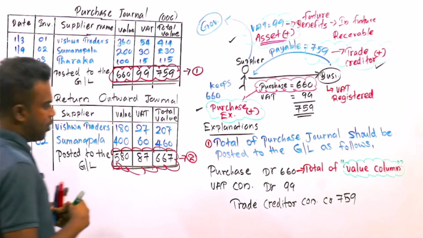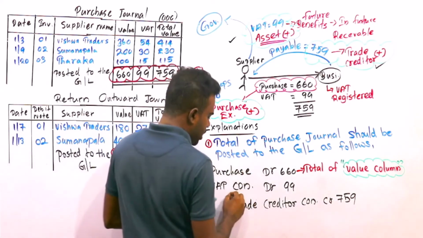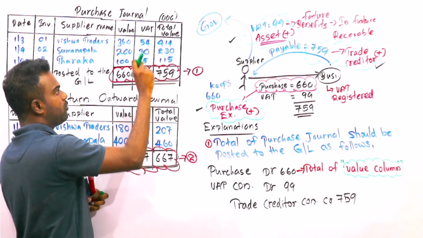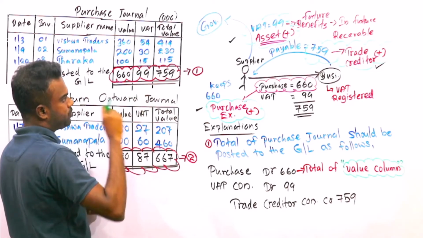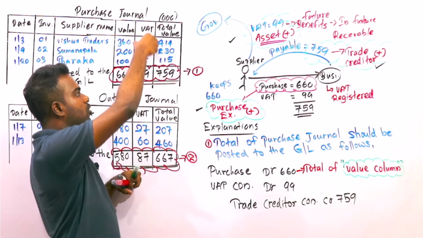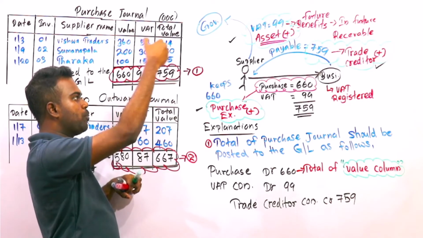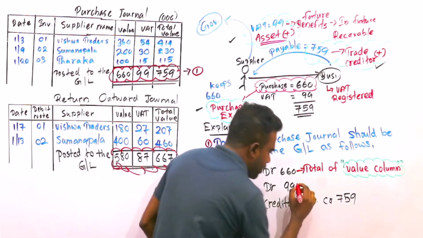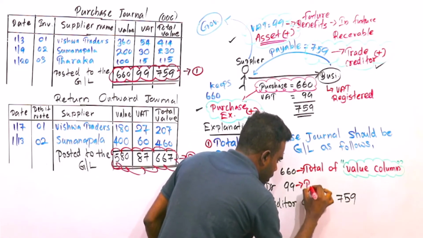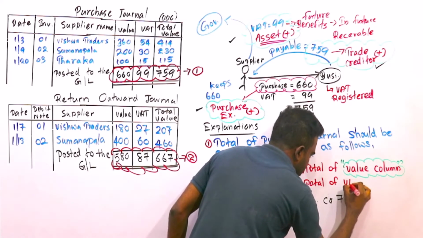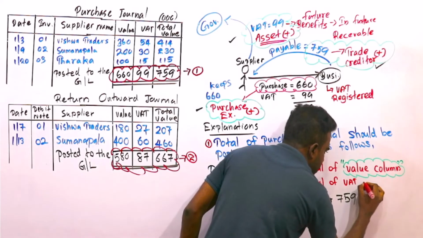Okay. Now look at the VAT amount. VAT control debited 99. Look at the total of the VAT column, 99 rupees. That means the VAT column total should be debited to the VAT control account. I will write down here: total of VAT column.